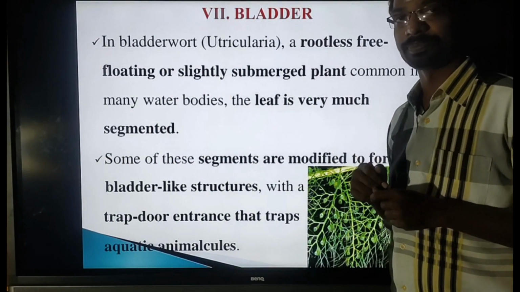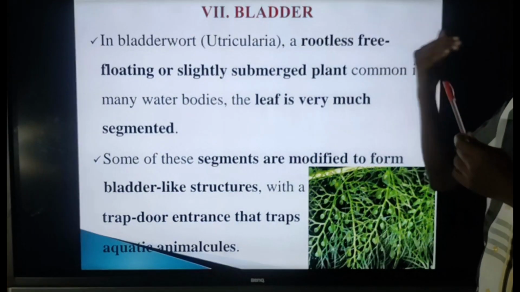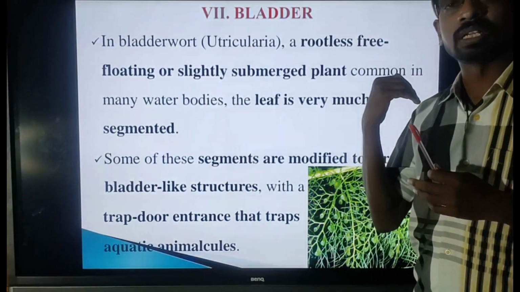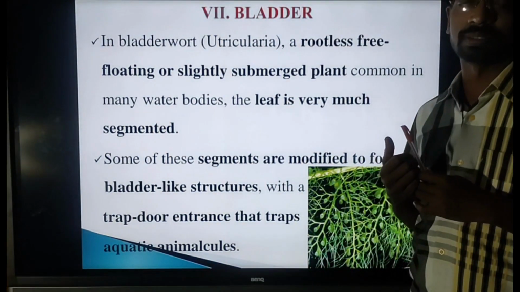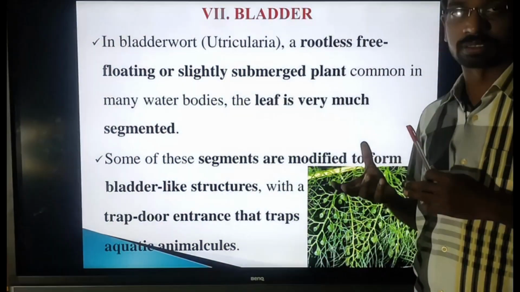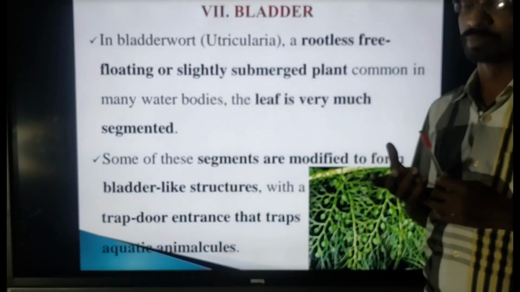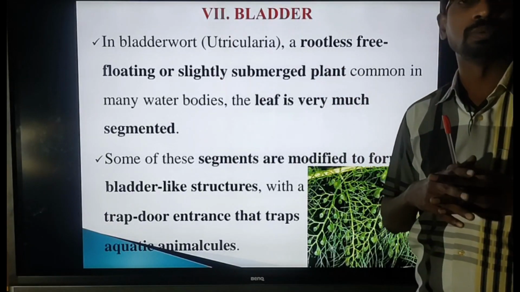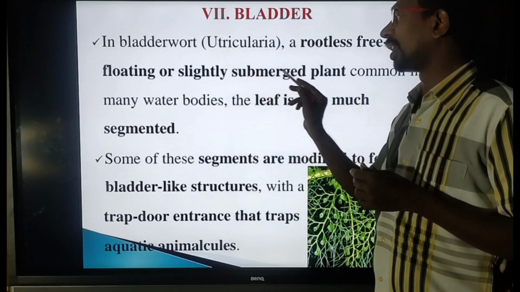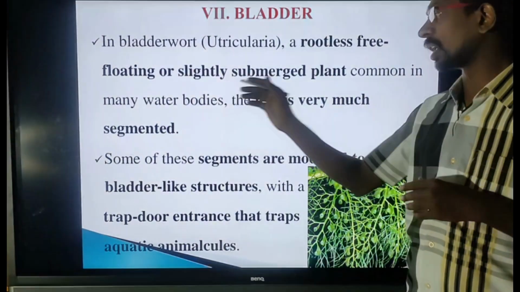Next, the bladder. In bladderwort, Utricularia, both the pitcher and the bladder are insectivorous plants. They do photosynthesis, but due to nitrogen deficiency, they capture insects. For that, the leaves are specially modified. Utricularia, that is bladderwort, is a rootless, free-floating, slightly submerged plant, common in many water bodies. So it's an aquatic plant.